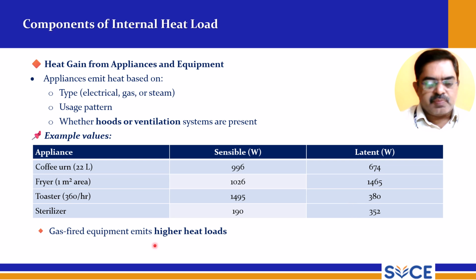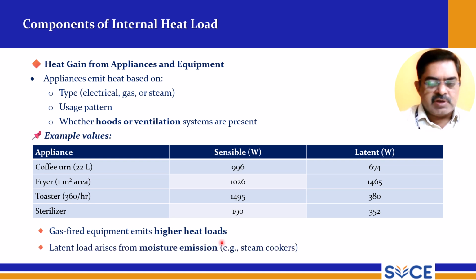So gas-fired equipment emits higher heat loads. Gas-fired equipment normally emits more heat, and latent load arises from moisture emission. So that is steam cookers. Even steam cookers in a kitchen also exhibit heat.